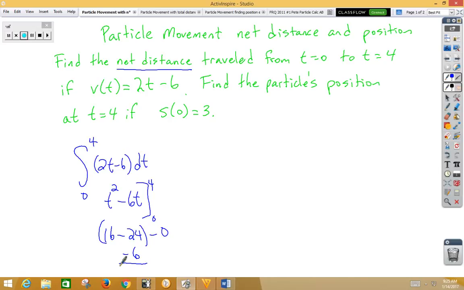So our net distance is negative 6, which means that from wherever the particle started, the particle is now 6 units to the left of that position. Well, in the second part of the problem, the initial position was 3. The particle has traveled negative 6, which would give us a position of negative 3.